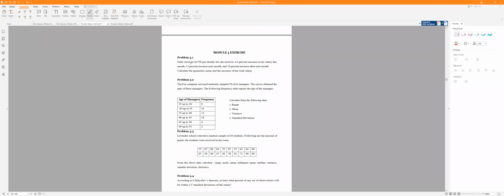So problem 3.1. Gabby receives $1,750 a month, but she receives a 6% increase in her salary this month, 12% increase next month, 18% increase, and 80% increase the month after. And you have to calculate the geometric mean and the increase of her total salary. So for this one, you can't directly find the geometric mean, my bad.